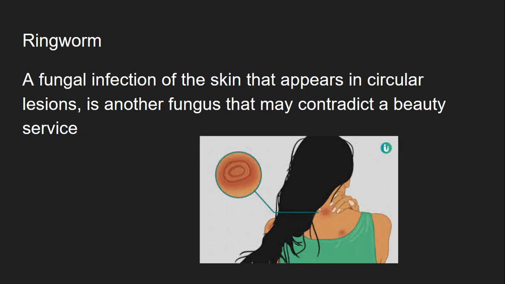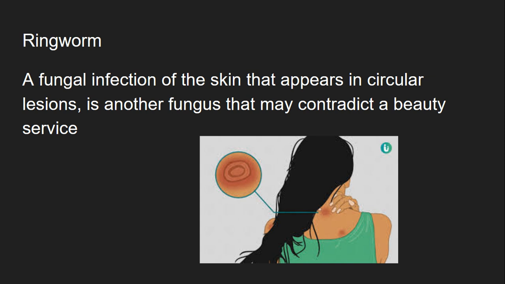Ringworm. So ringworm is a fungal infection of the skin that appears in circular lesions and is another fungus that may contraindicate a beauty service, okay? Contraindicate a beauty service, meaning we can't service our client if she comes in. So yeah, girl, this isn't just lashes or if you see anything around the eyes. Also, we have to do a full analysis.